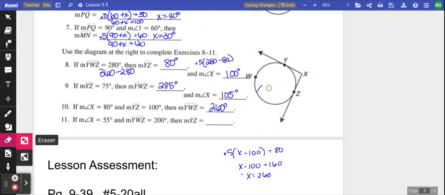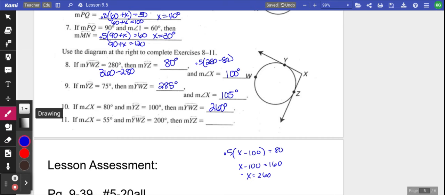And last one, again, I can prove it both ways, but it says that angle X equals 55 and YWZ is 200. I know that YZ would have to be 100. But again, I could set it up as half of 200 minus X equals 55, or divide 55 by 0.5, which is 110. Subtract 200 from both sides. 110 minus 200.